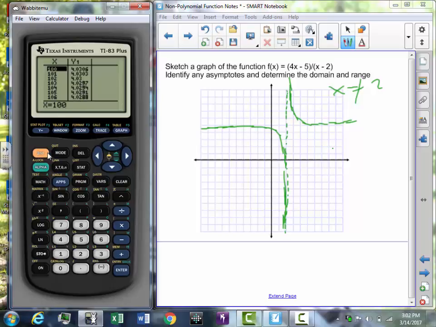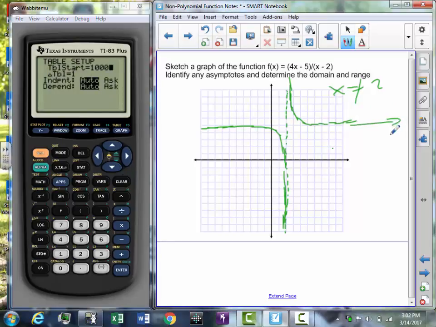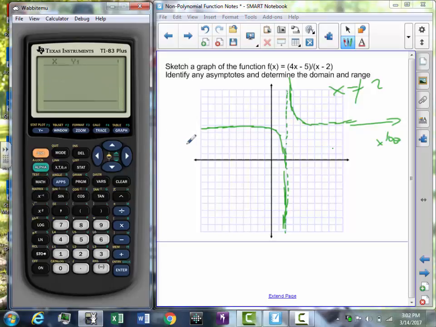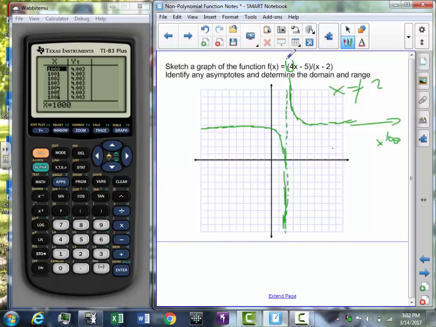Okay, well, maybe you don't believe it. Go back to your table set and make x go to maybe 1,000. Let's see what's happening way over here in the future when x is 1,000. Go back to your table, and it looks like it hasn't gotten below 4. Does that make sense? That's how I'm going to expect you to figure out the y asymptote. You just got to use your calculator to calculate it. Just so you're aware, this 4 right here is the rational y.